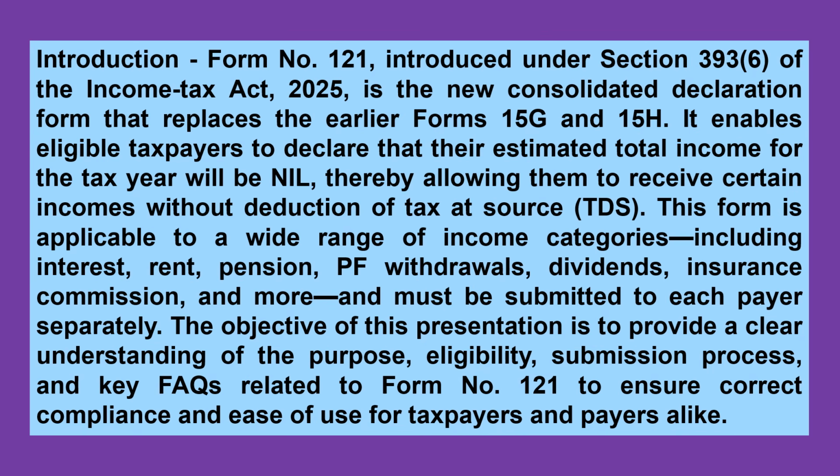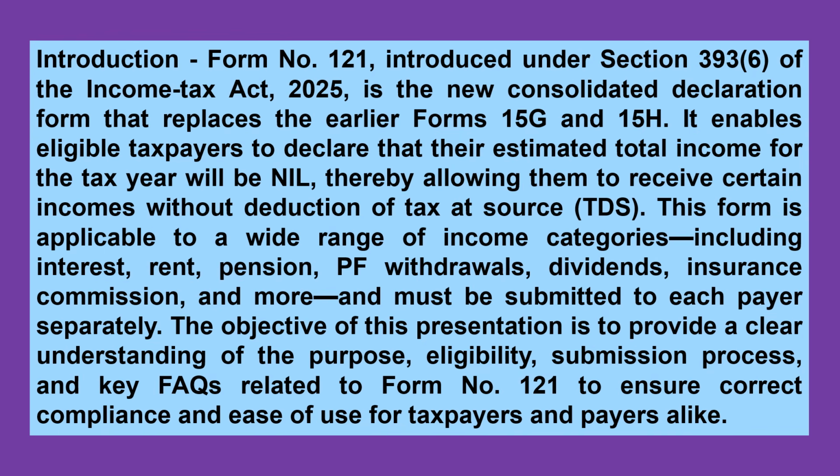Introduction. Form number 121, introduced under Section 393(6) of the Income Tax Act 2025, is the new consolidated declaration form that replaces the earlier Forms 15G and 15H. It enables eligible taxpayers to declare that their estimated total income for the tax year will be nil, thereby allowing them to receive certain income without deduction of tax at source (TDS).